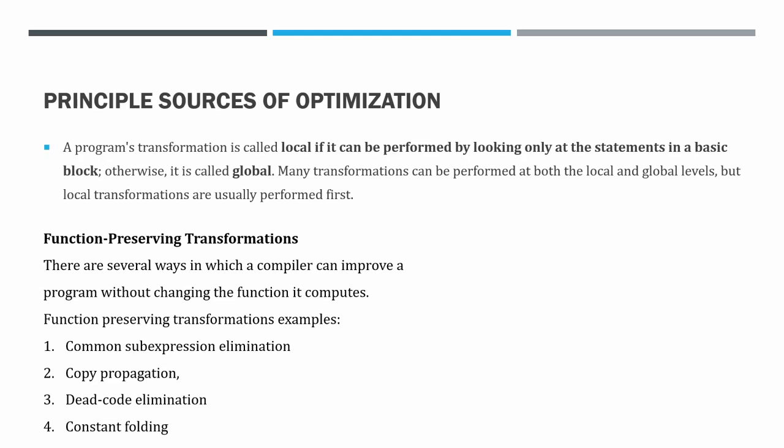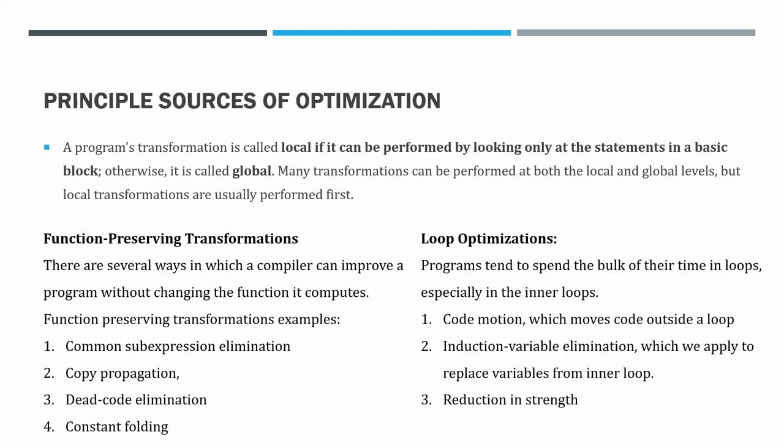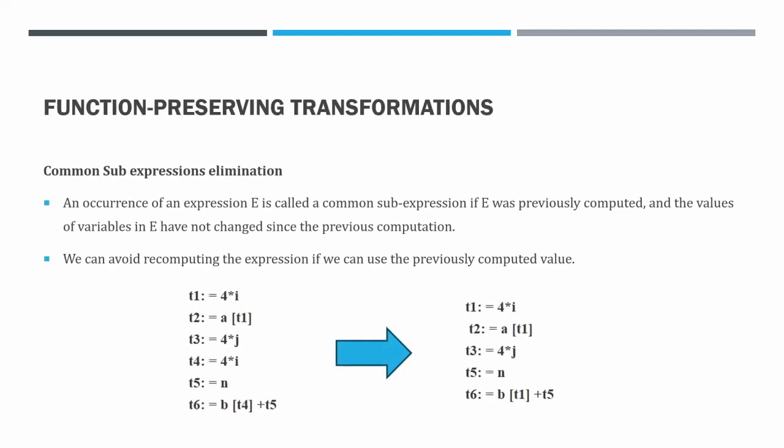The other source of optimization is loop optimization. As we all know, whenever there is a code, the loop plays a major role, which means the program spends more time in the loops. So optimizing the loop is very, very important. For that, we will use code motion, induction variable elimination, or reduction in strength. We'll see each with an example. To start with, we'll go with the function preserving transformation.